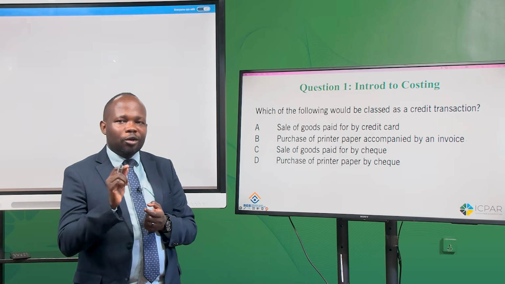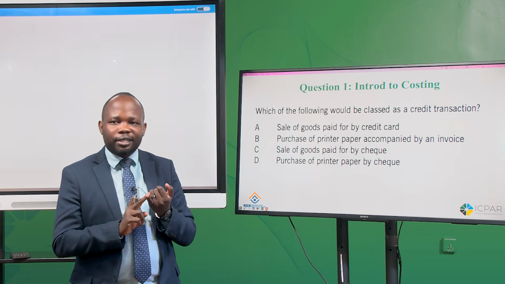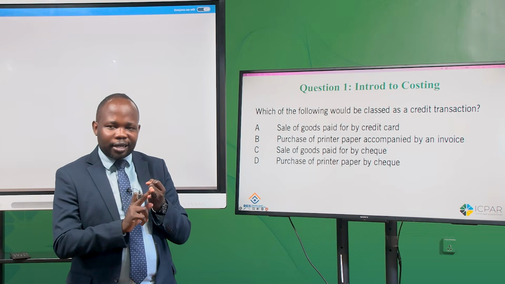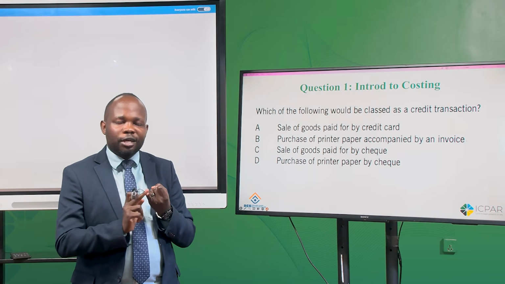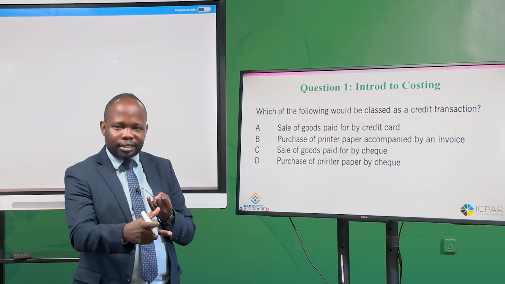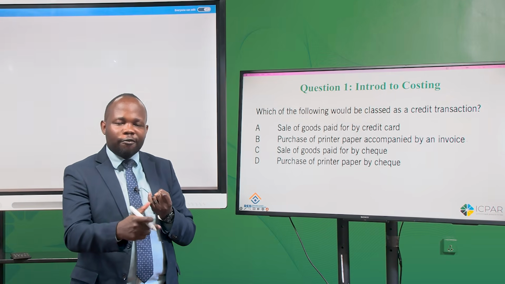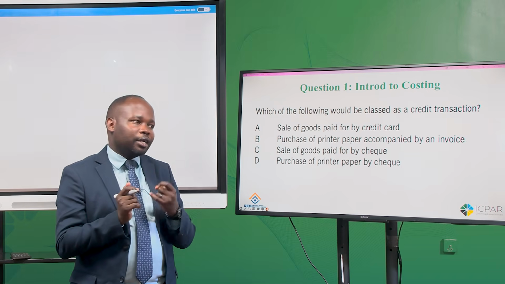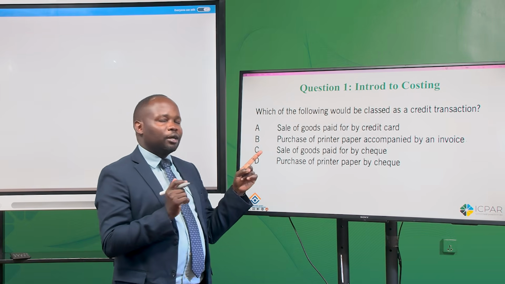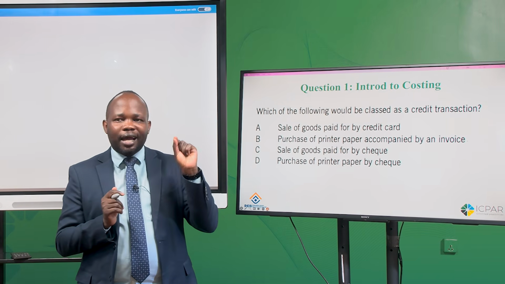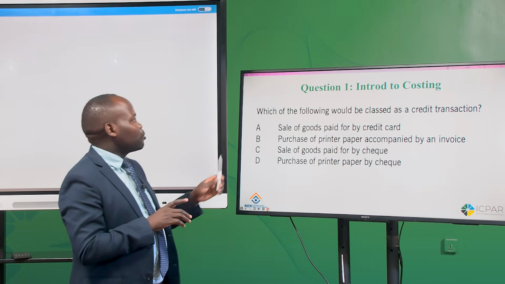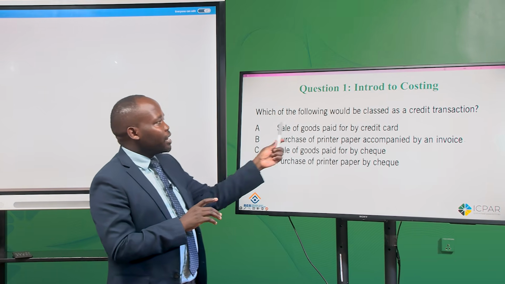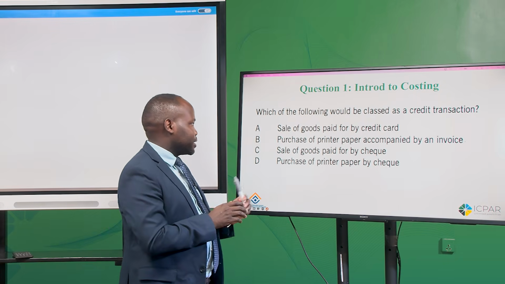We recall that we have 2 major types of transactions: cash transaction or credit transaction. In cash transaction, the payment is immediate when the transaction takes place. For example, when we make sales, we receive cash immediately. In credit transaction, the payment is at a future date. So let's look at each of the options and then we go for the best option. Which one explains a credit transaction?